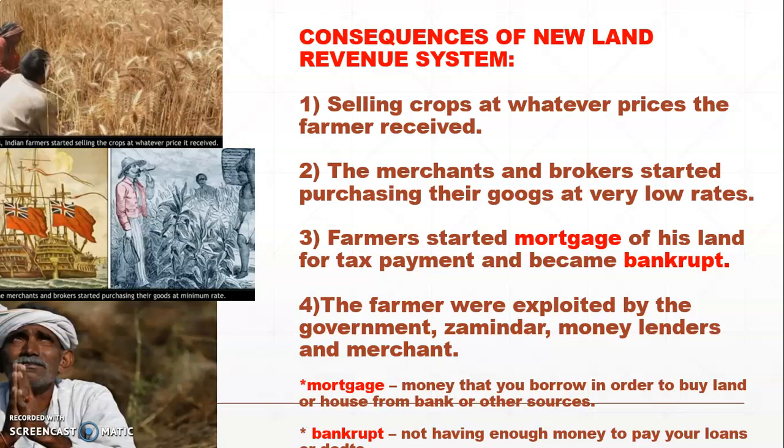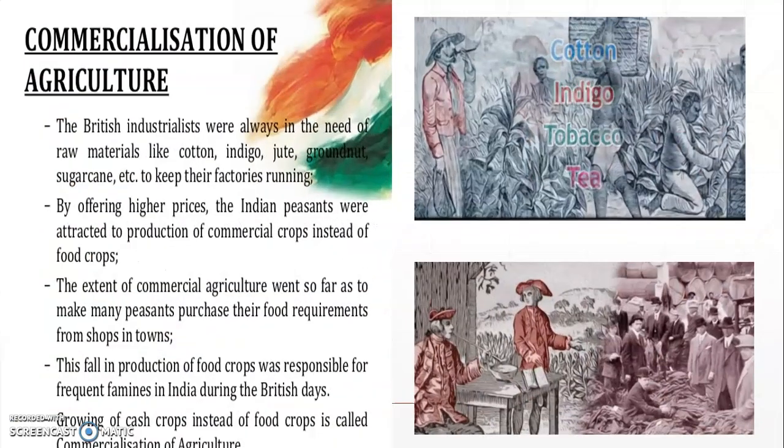Then came the new important policy. The British came up with another policy to increase their profits, and that was known as the commercialization of agriculture. Now what was this commercialization of agriculture? The British industrialists were always in need of raw material, like cotton, indigo, jute, groundnut, sugarcane, etc., to keep their factories running.